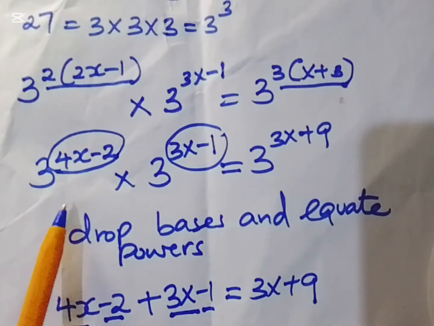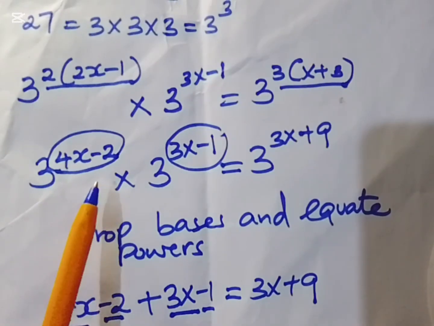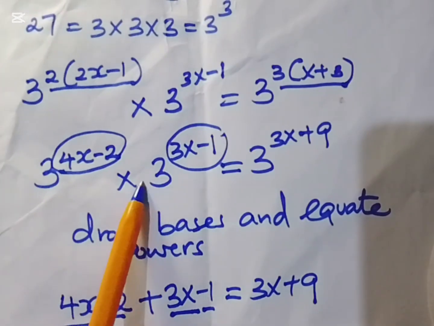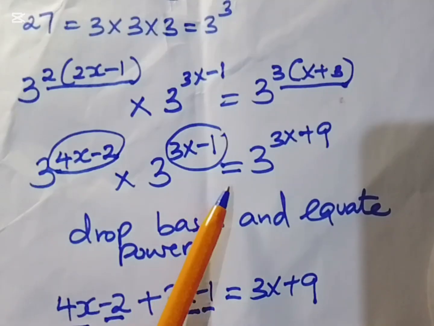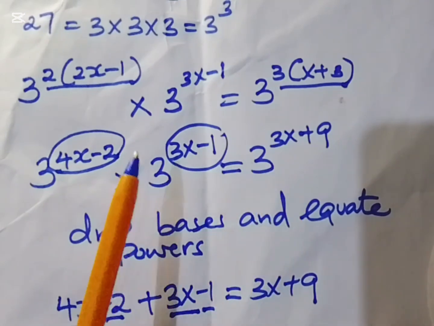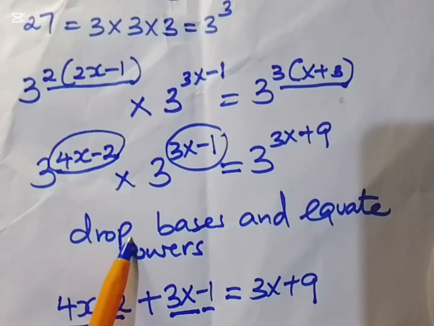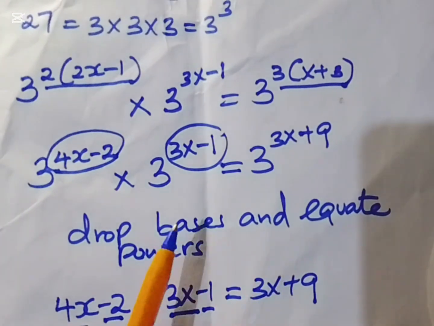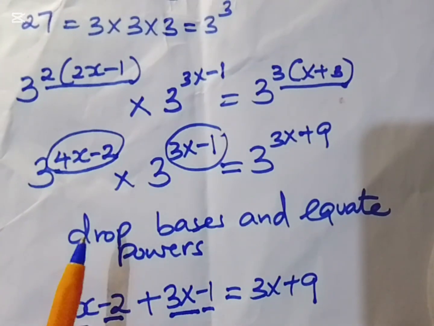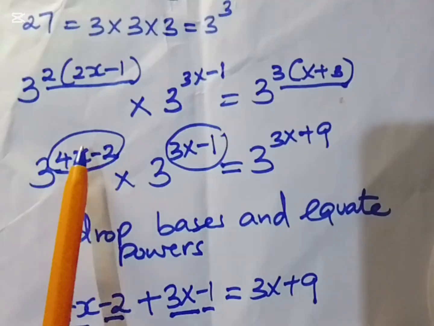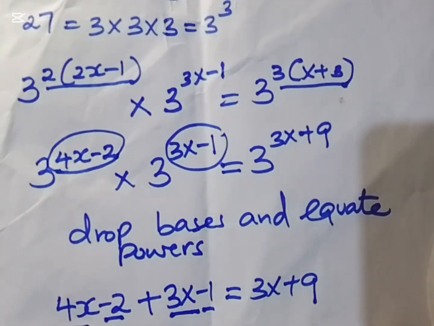So this first part is 3 to the power 4x minus 2 multiplied by 3 to the power 3x minus 1, which is equal to 3 to the power 3x plus 9. Now, when the bases are the same, we drop them and equate the powers. So we are going to drop these 3s and equate their powers.